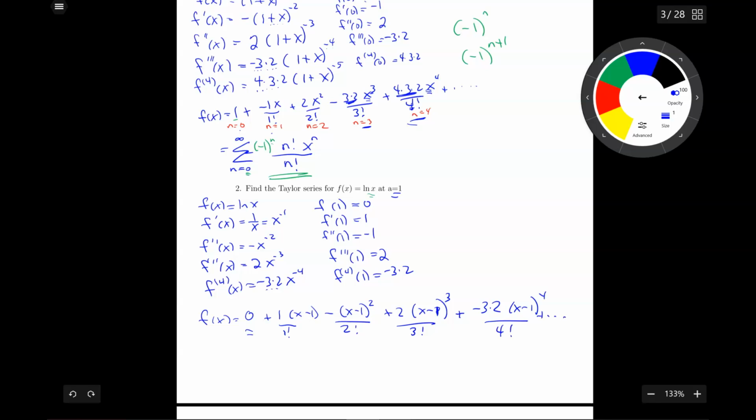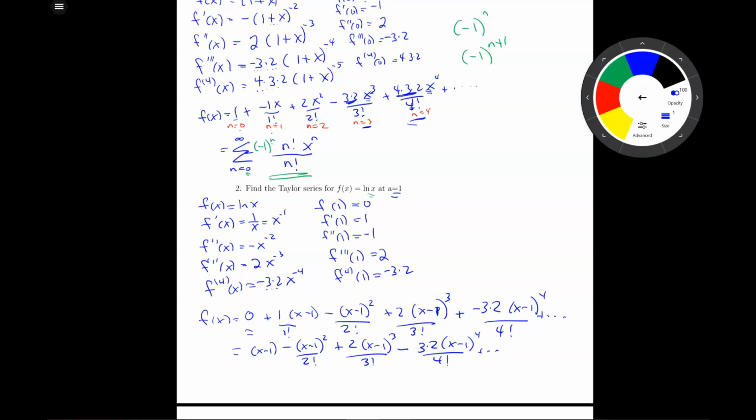Okay, so I can get rid of this. So let me clean it up a bit. So I'll have x minus 1, minus (x minus 1) squared over 2 factorial, plus 2 times (x minus 1) cubed over 3 factorial, minus 3 times 2. Okay, so you have options here. You could work on simplifying this first before you go and try to make up the sum, or you can leave it as it is.